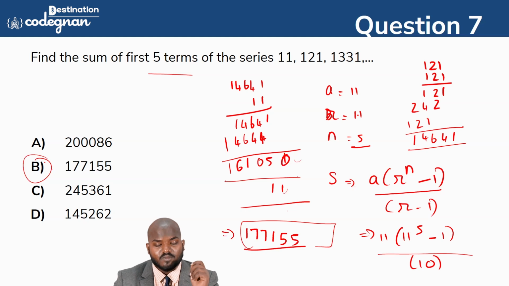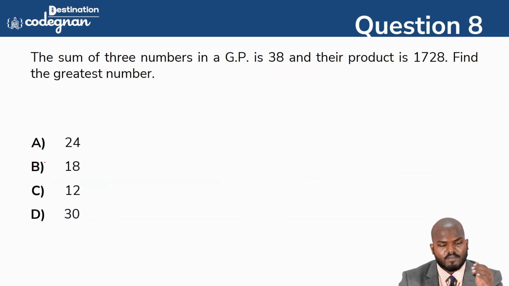I'll go for the next question. Probably this question is very interesting too. The sum of three numbers in a GP is 38, and the product is given as 1728. Find the greatest number, the maximum number you want to find out here.